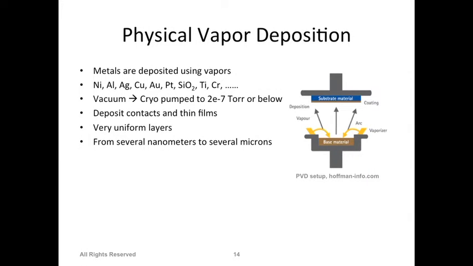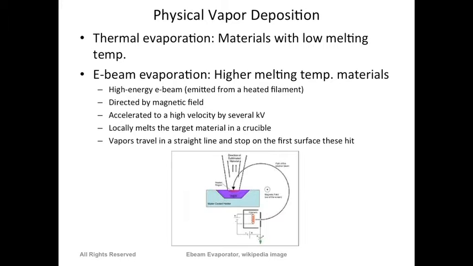So we can deposit a lot of these metals using physical vapor deposition on the surface. You can have a very good quality film with a thickness from nanometers to several microns. Then there's another process, again a physical vapor deposition, called E-beam evaporation. The first one we discussed is thermal evaporation. The other process is E-beam evaporation.